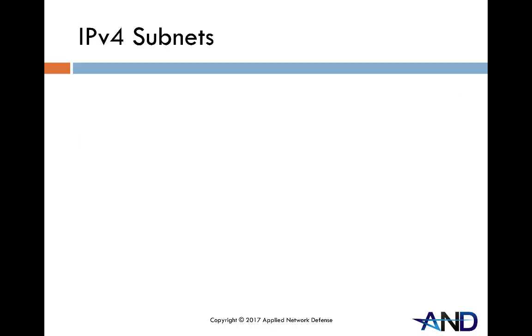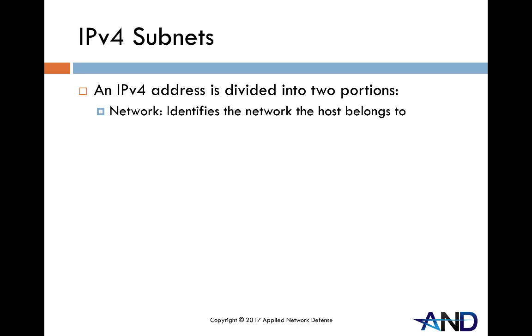Now, IPv4 has the concept of subnets, and what that means is that an IPv4 address is not just a solitary entity. It's really divided into two portions to provide two different functions. The first is the network portion of the address, which identifies the network the host belongs to. And then there's the host portion of the address, which identifies that host uniquely on the network.